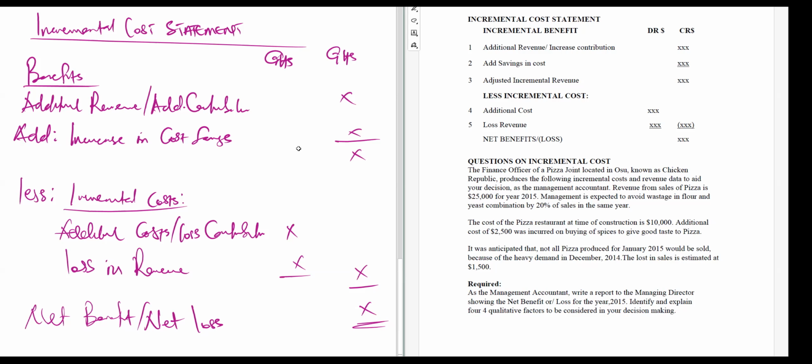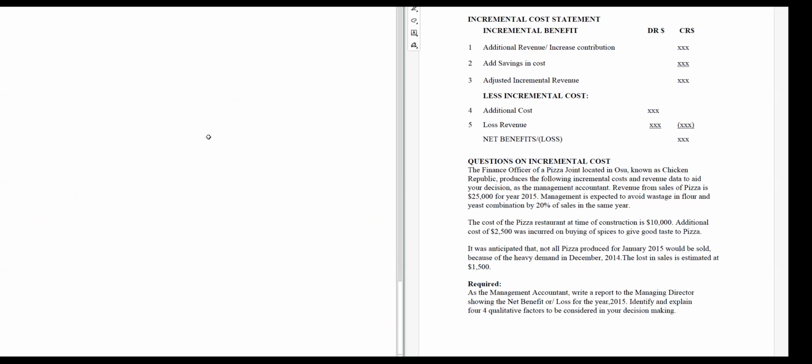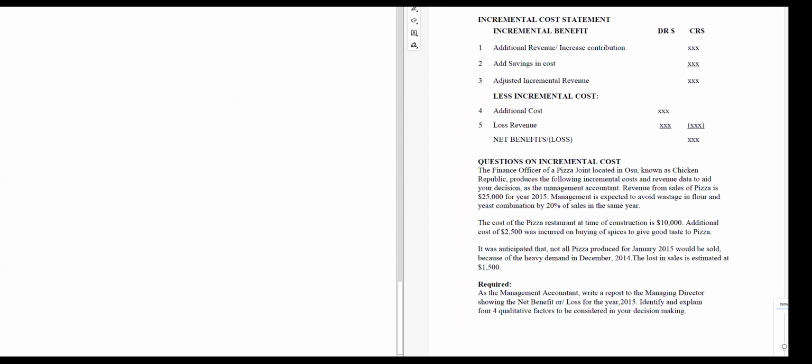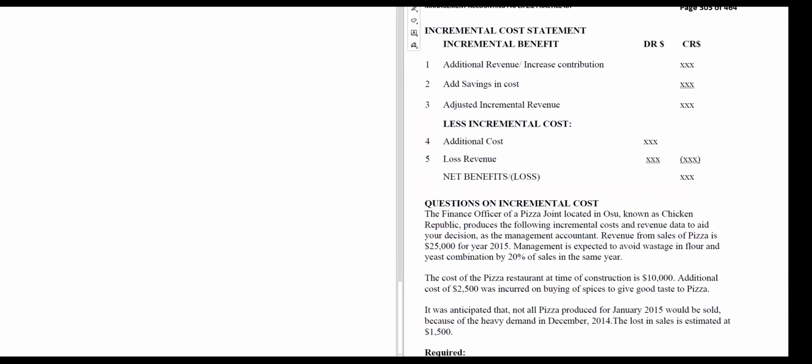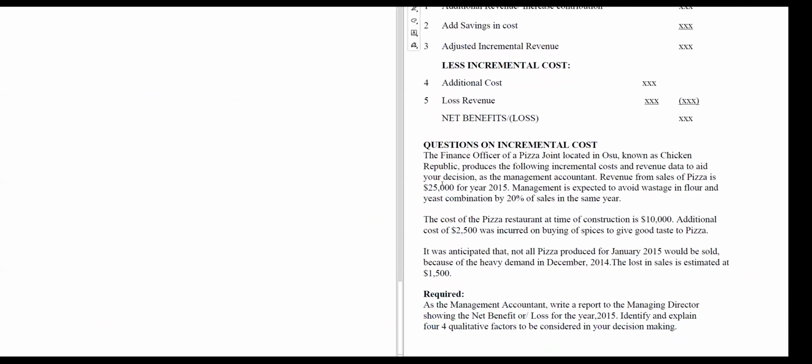Yes, sir. So with that said, let's take a simple question, right? So I hope you can all see my screen. The finance officer of a pizza joint located in Osu, known as Chicken Republic, produces the following incremental cost and revenue data to aid your decision.